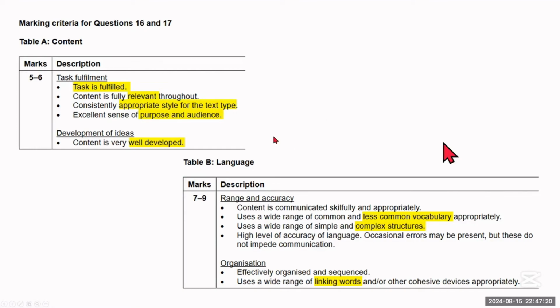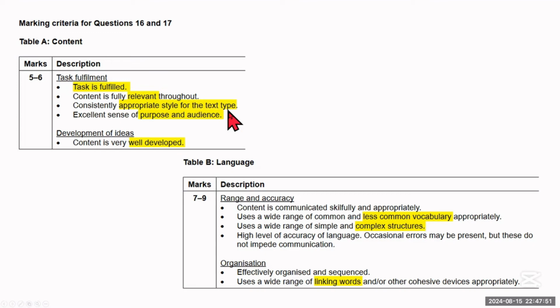Okay, now I would like to show you the mark scheme. This is the rubric, and I've taken just the highest level. So content, you get up to 6 marks, and you get that if your task is fulfilled, which means that you answered the question. So you have talked about what was enjoyable and also suggestions for improvement. So your content is relevant, and you have used appropriate style for the text type.